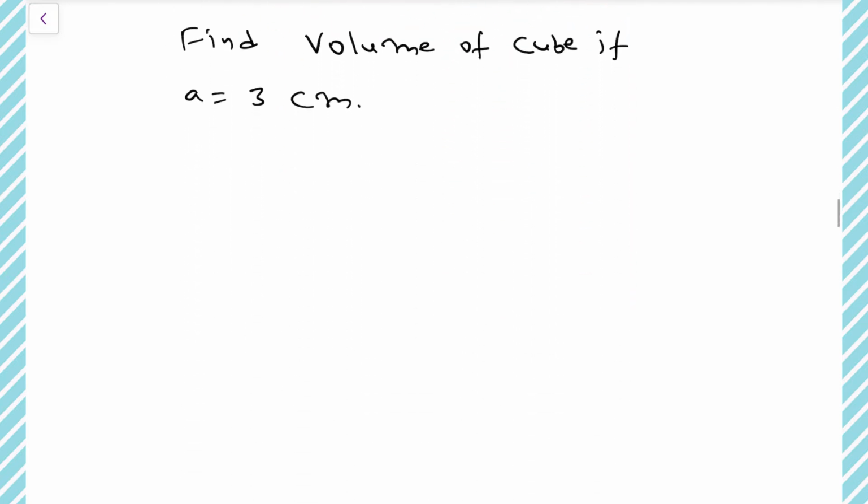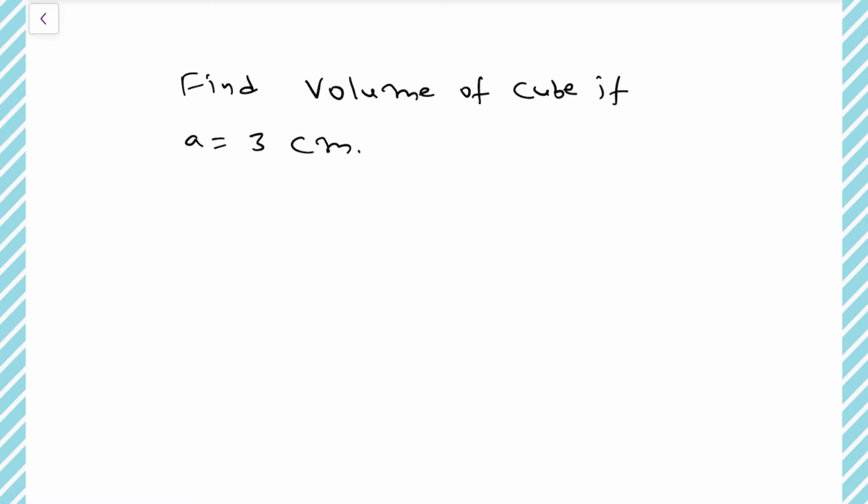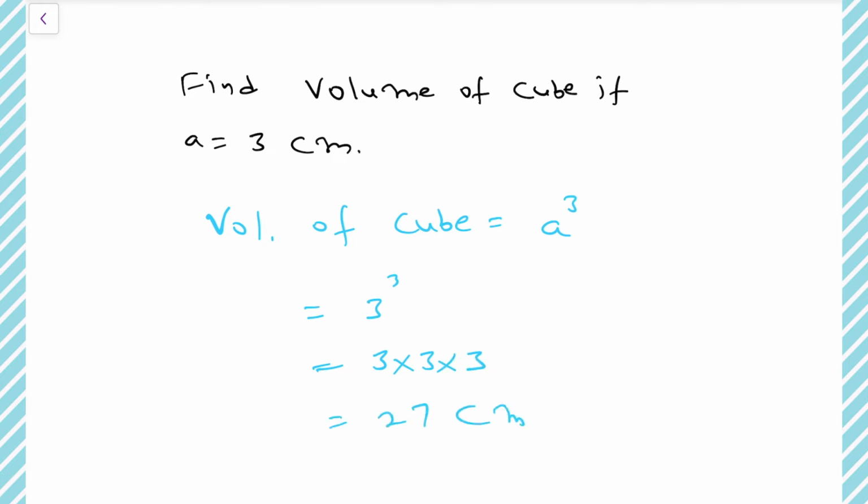Next, find the volume of a cube if a, that is the edge of the cube, is 3 centimeters. Then he is asking to find out the volume of a cube. What is the formula for the volume of a cube? a cube. So a cube is 3 cube. So 3 cube is nothing but 3 into 3 into 3. 3 3s are 9, 9 3s are 27. 27 centimeter cube.